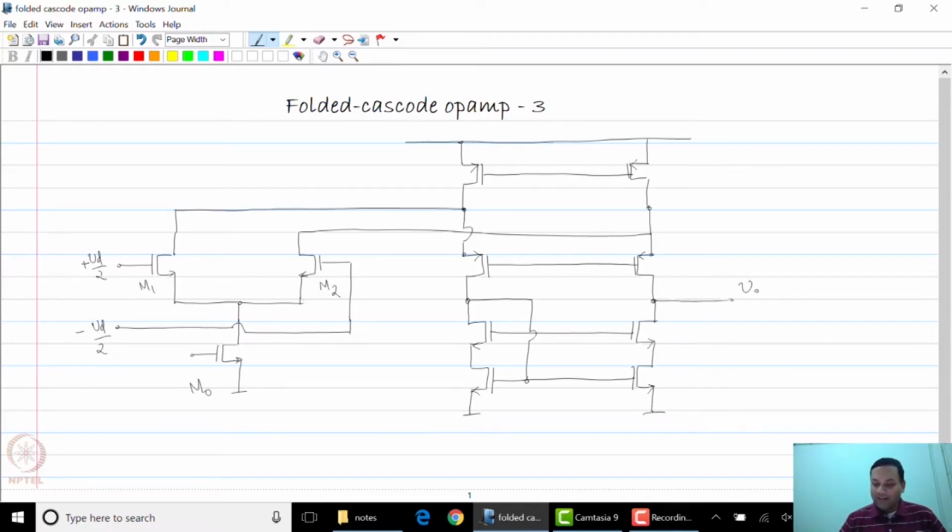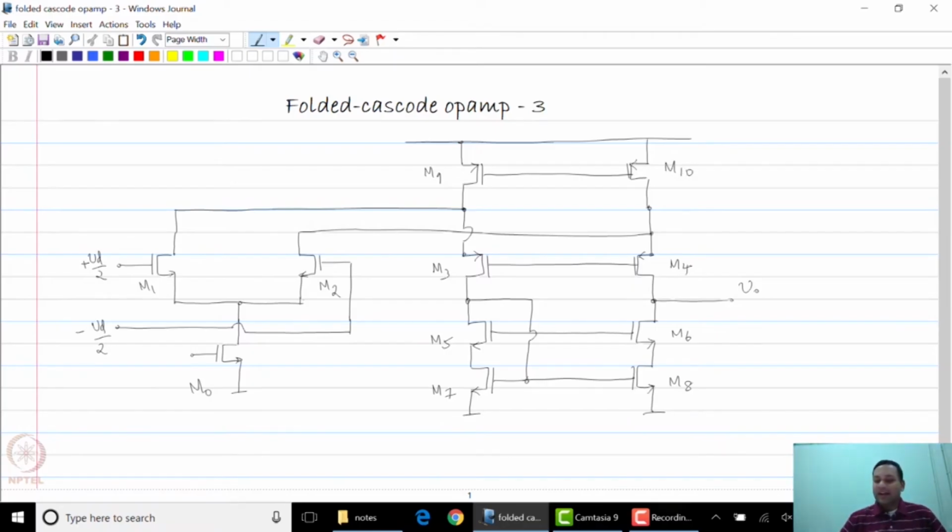So let us now mark the numbers of the other transistors. So M3 and M4 form the common gate structure in the signal path, and M5, M6, M7 and M8 form the current mirror at the bottom, and M9 and M10 form the current source at the top.